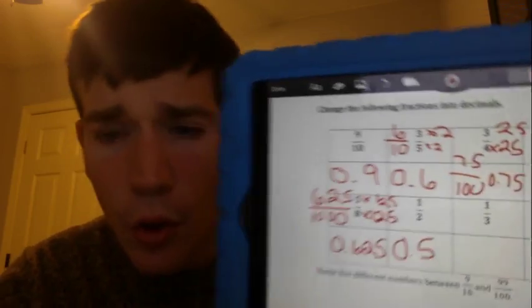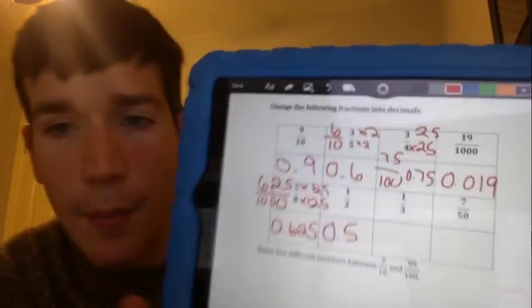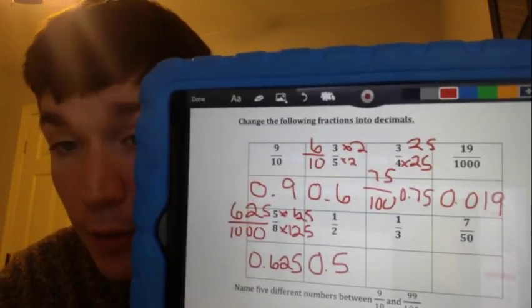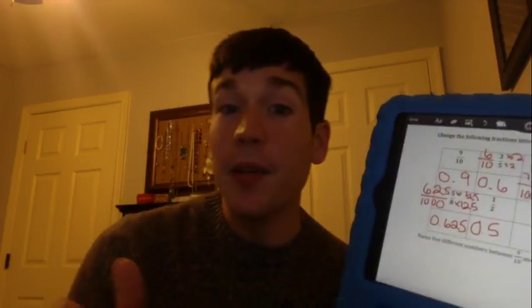All right, so 1/3. If we have 1/3, this one's a little bit different, honestly, because the thing about the denominator of 3, you can't split it into 100. We can't split it into 10. We can't split it into 1,000. Even 10,000 or 100,000 or a million won't split into any of those. 1/3 is a decimal that we call a non-terminating decimal. That means it's a decimal that's going to go on forever.